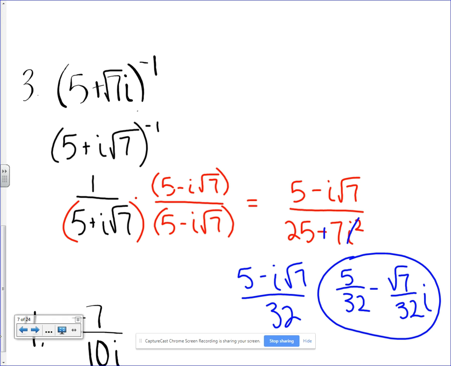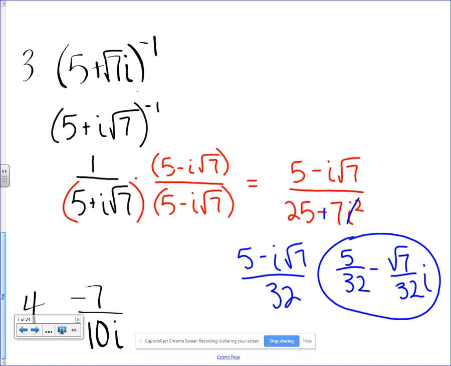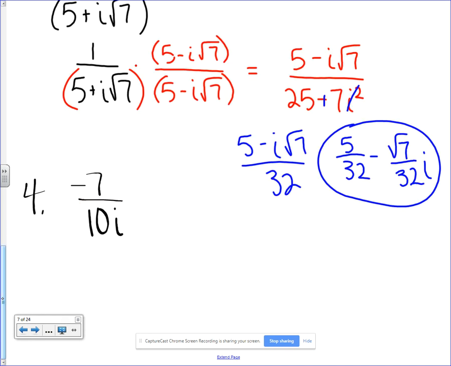Nope, it would not. That'd be okay. Where? Right here in the blue? At the end? That's just how your book writes it. They always write it when it's the real and the imaginary part off to the side. But nope, it'd be fine if you put it in the front of that radical 7. That'd be okay. Last one's actually the easiest one.